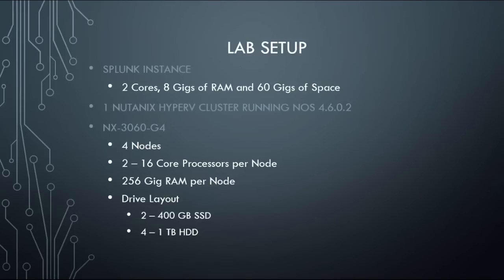To review my lab setup, my Splunk instance is running 2 cores, 8 gigs of RAM, and 60 gigs of space. My Nutanix cluster that will be receiving syslog data is running NOS 4.6.0.2. I actually just upgraded, so we should have some interesting data pumping into syslog, as typically you're rebooting things during a NOS upgrade, which generates a lot of syslog data for a little while. The cluster we're going to gather information on is an NX-3460-G4, which is 4 nodes. Each node has two 16-core processors and 256 gigs of RAM. Each node also has two 400 gig SSDs and four 1 terabyte HDDs, which in my cluster is around 15 terabytes aggregate across the nodes, give or take, depending on the storage technology you're using on the containers.